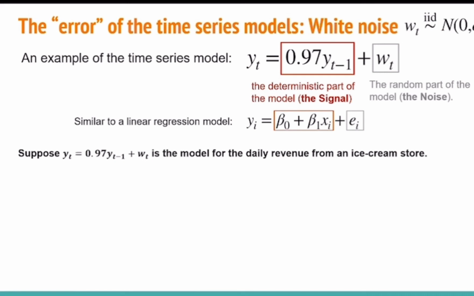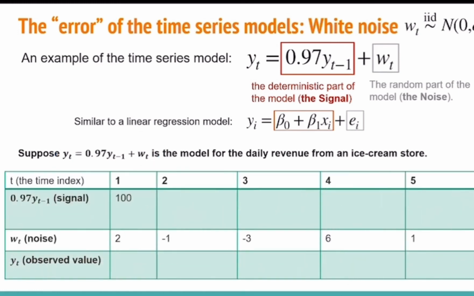If I'm using this to model the daily revenue from an ice cream store, what are we trying to say? Take a look at YT now. YT is the revenue for today, the current value of the revenue. YT minus one is the immediate past, like yesterday, since we're talking about daily. So if we're trying to fit an autoregressive model for that, and probably we know what the rho is, the rho is 0.97. I just want you to take note of that.